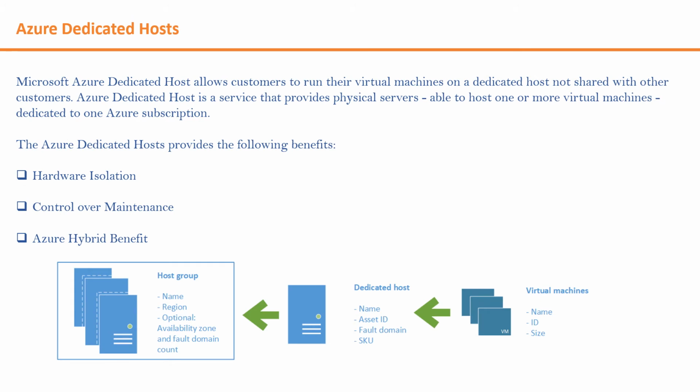Azure Dedicated Host. Microsoft Azure Dedicated Host allows customers to run their virtual machines on dedicated hosts not shared with other customers. Azure Dedicated Host is a service that provides physical servers that are able to host one or more virtual machines dedicated to one Azure subscription. The hosts are the same physical servers used in our data centers. Provided as a resource, you can provision dedicated hosts within your region, availability zone, and fault domain. Then you can place VMs directly into your provisioned host in whatever configuration best meets your needs.